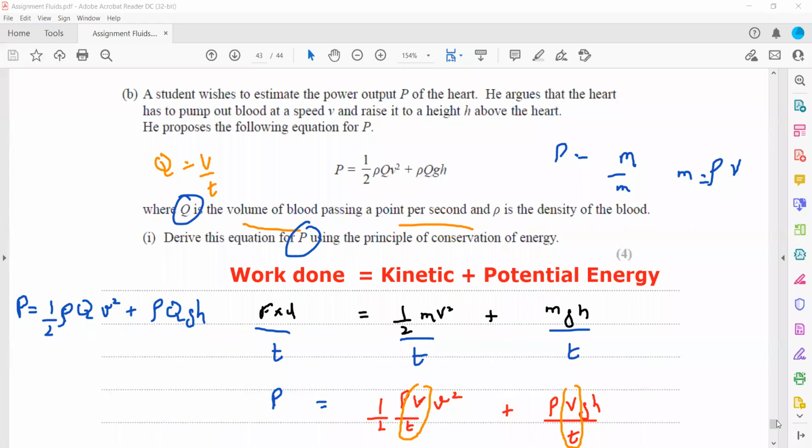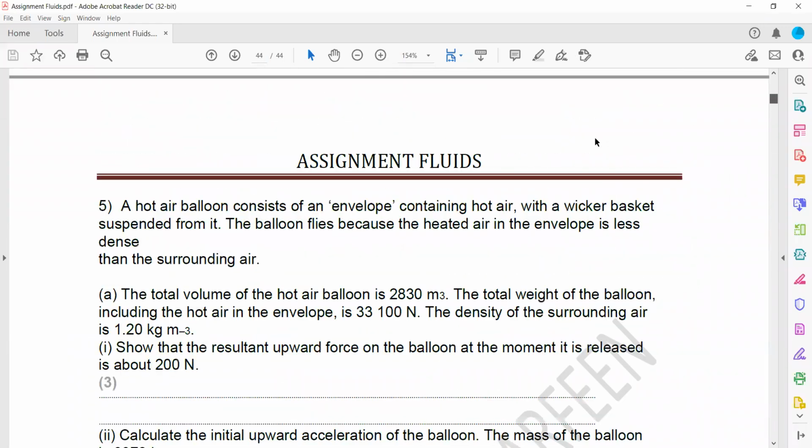Any other question or a doubt related to this assignment, fluids?